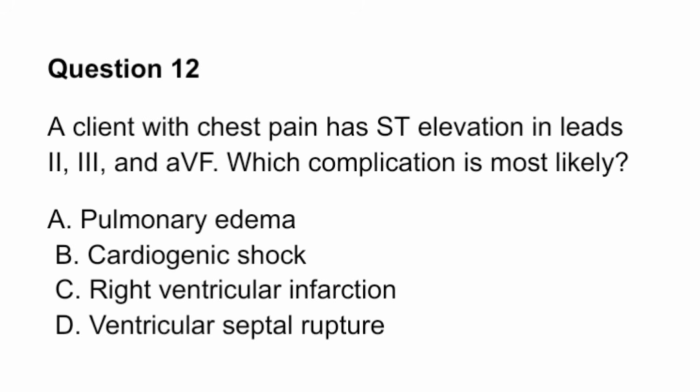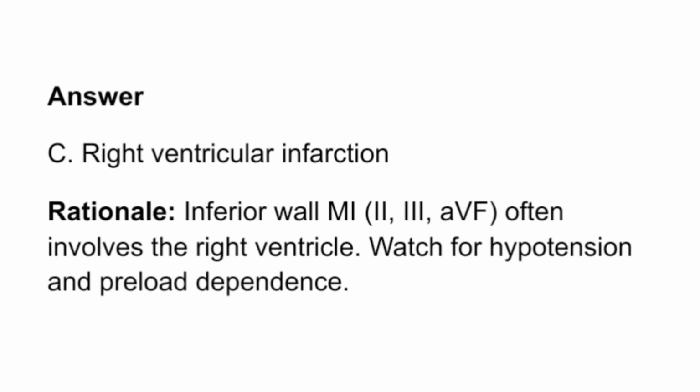Question 12. A client with chest pain has ST elevation in leads II, III, and aVF. Which complication is most likely? A. Pulmonary edema. B. Cardiogenic shock. C. Right ventricular infarction. D. Ventricular septal rupture. Answer: C. Right ventricular infarction. Rationale: Inferior wall MI, II, III, and aVF, often involves the right ventricle. Watch for hypotension and preload dependence.